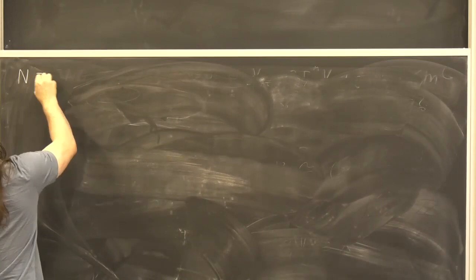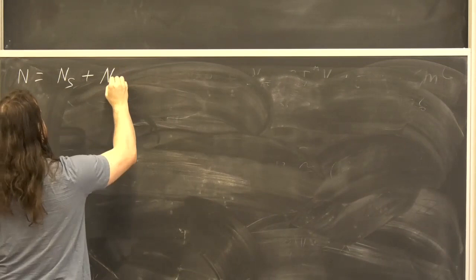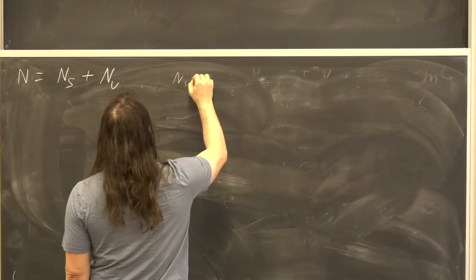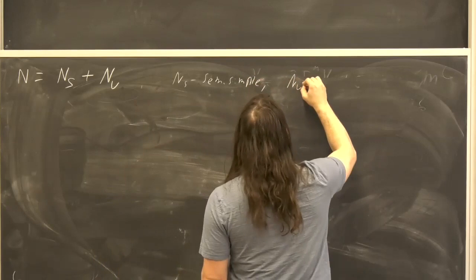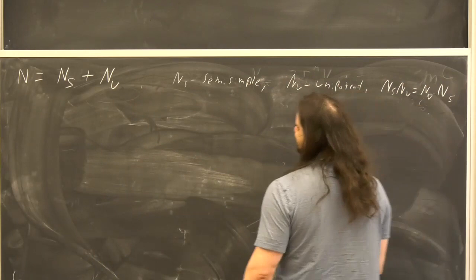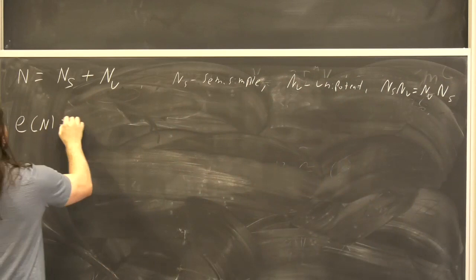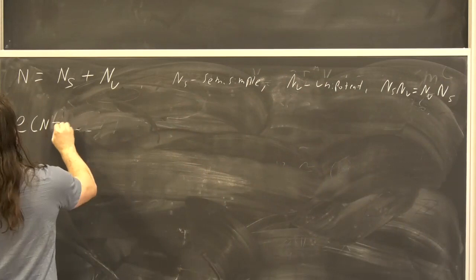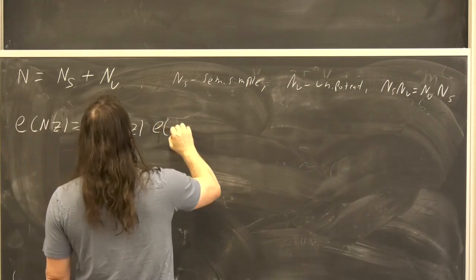Use Jordan-Hölder: in general, separate n into its semi-simple and unipotent part. So n_s is semi-simple, so diagonalizable, and u is unipotent, and they commute. And write it this way. And then e of nz is just e of n_s z times e of n_u z.